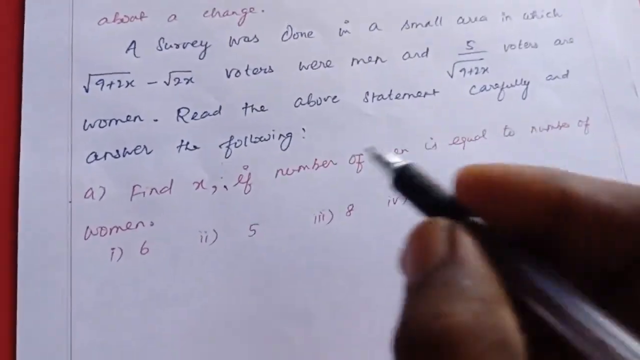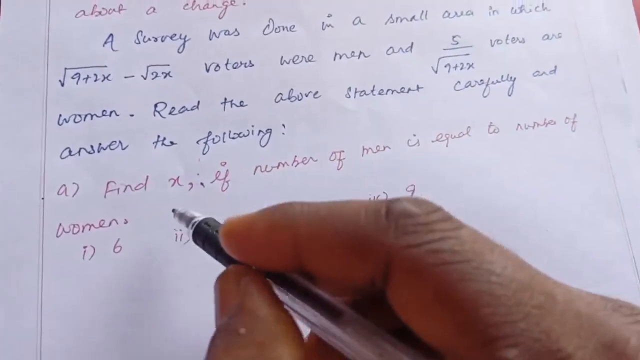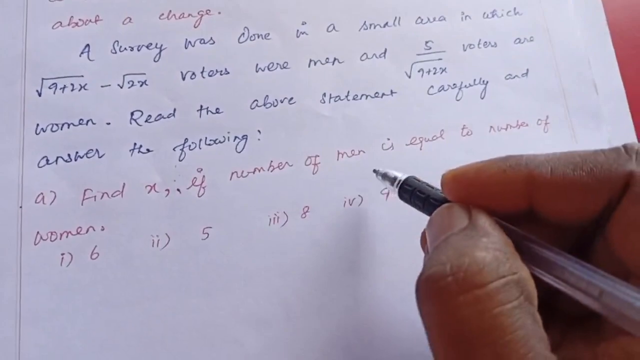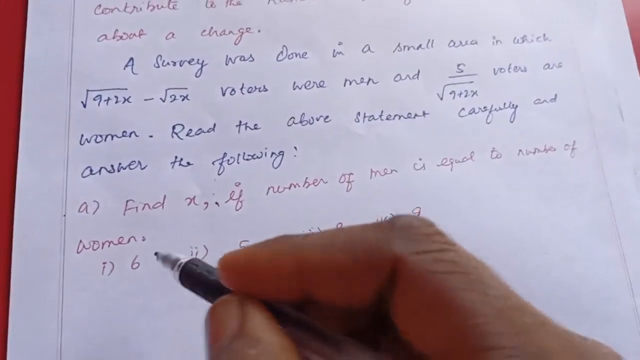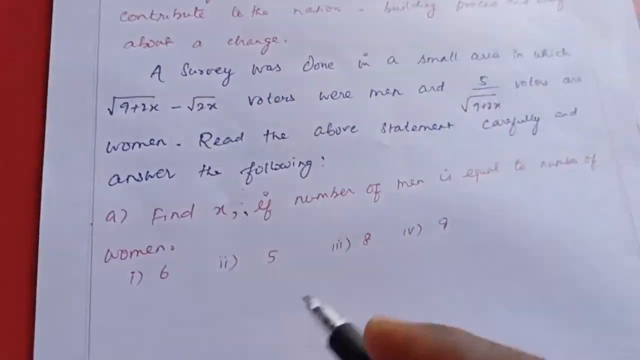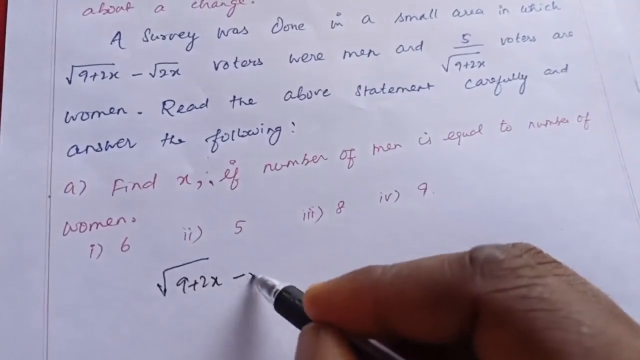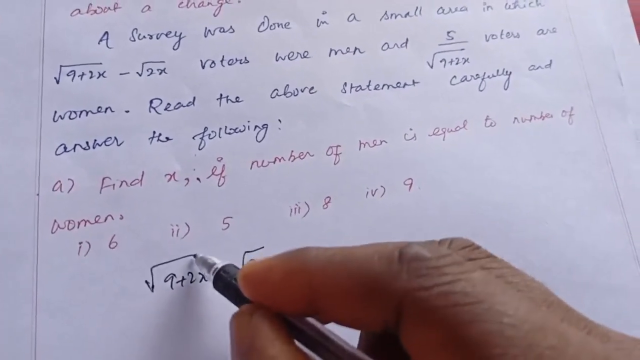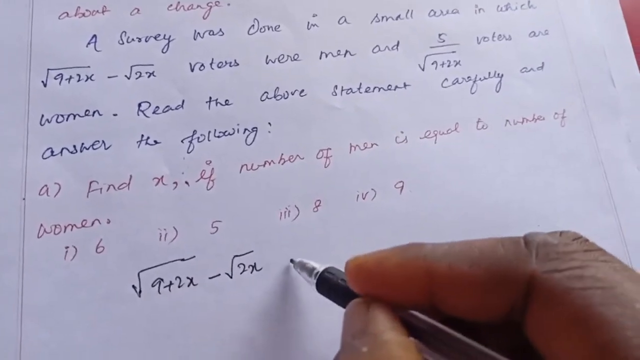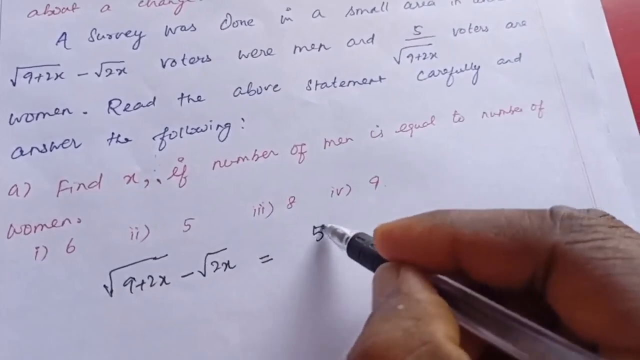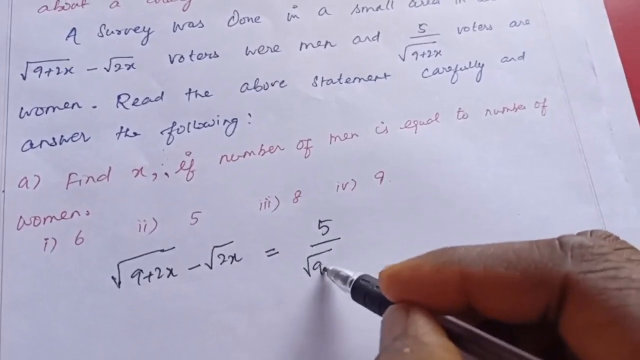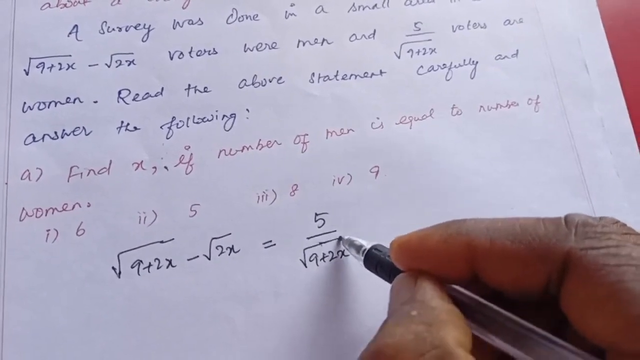So the first question, we will come back to the first question and see what is given. Find x if the number of men is equal to the number of women. What is given for men here? Root of 9 plus 2x minus root of 2x. This is the number of men, which is equal to the number of women. Number of women is 5 by root of 9 plus 2x. This is the number of women.